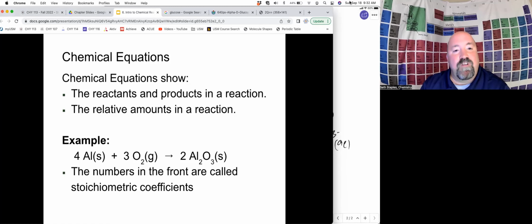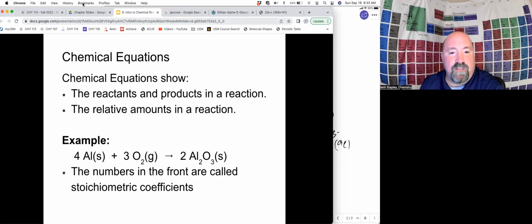Chemical equations in general show the reactants and products in a reaction. They also show the relative amounts in a reaction. And those numbers in front are called coefficients, sometimes called stoichiometric coefficients. We're not going to worry too much about that word stoichiometry until in about a week and a half when we start getting into our stoichiometry unit. For now, we're just going to call those coefficients.